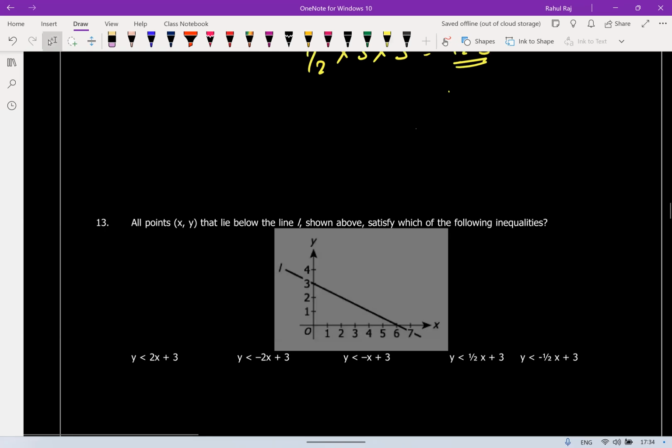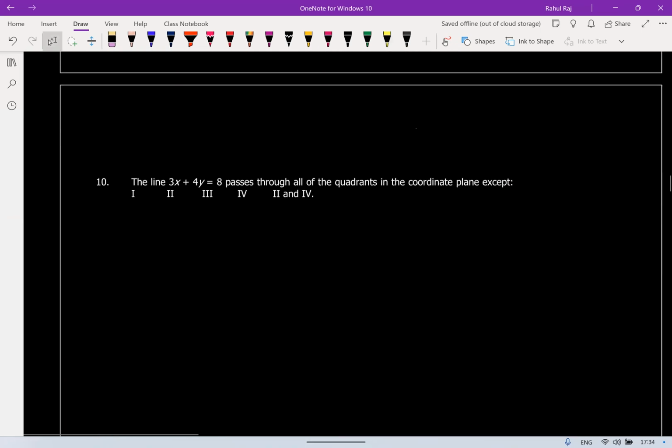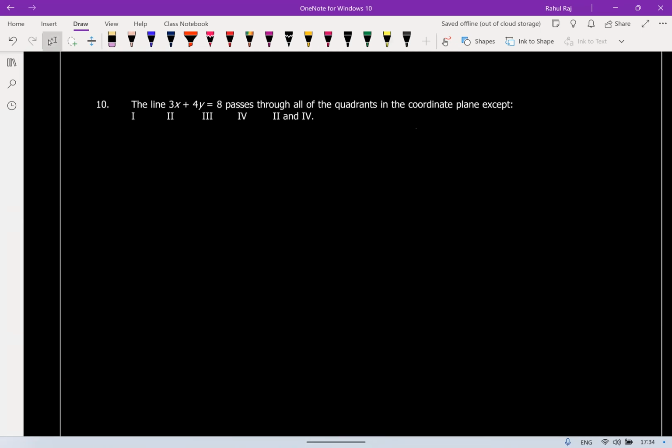So before we go ahead, can we try solving question number 10, please? Any equation of a line can be converted into the form y is equal to mx plus c. So your first job is to convert any equation of a line into the form y is equal to mx plus c, and then check the value of m, whether it is positive or negative.